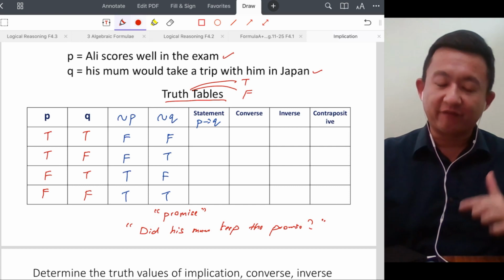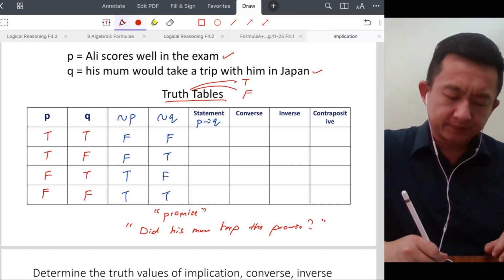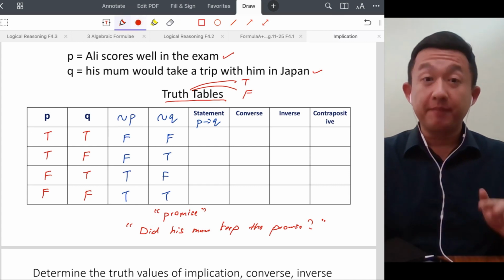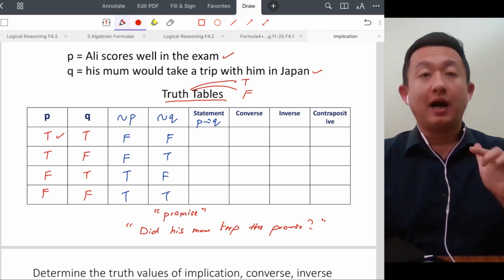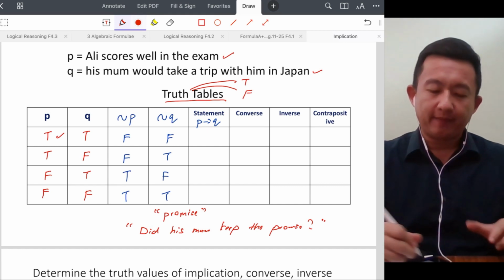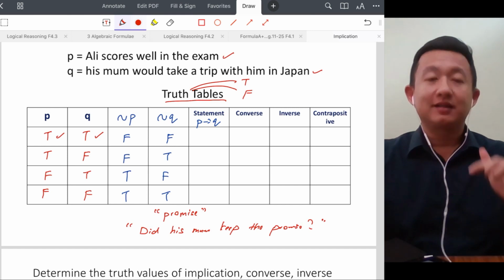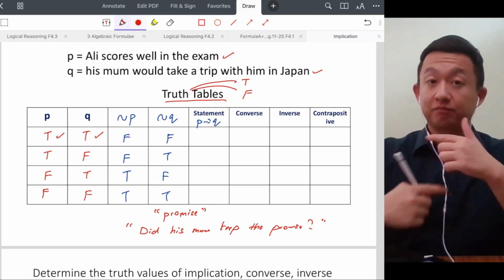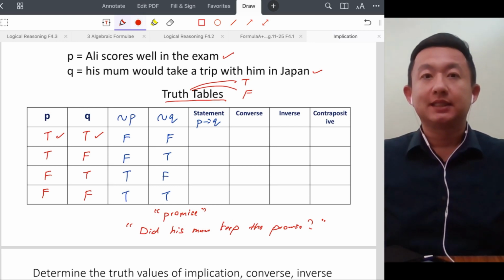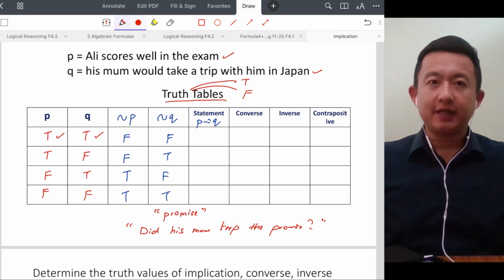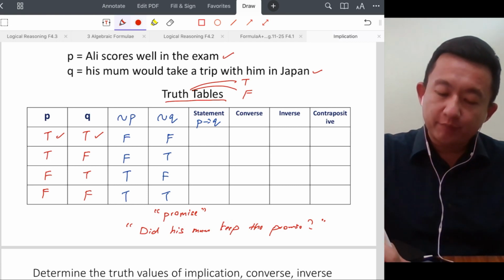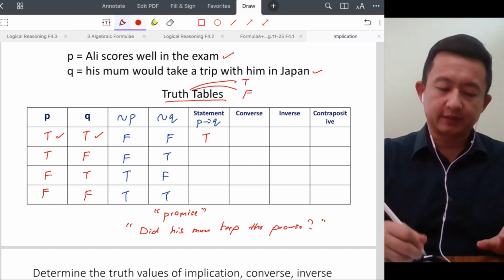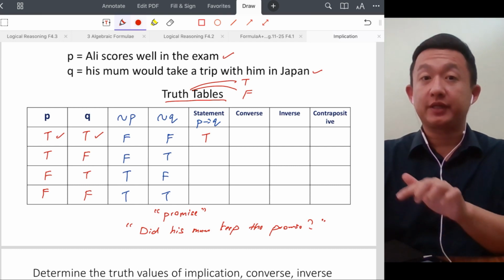Okay, we look at the first pair, which is TT. What does TT mean? P and Q. It means that T, Ali scored well in the exam. And the mom took him on a trip to Japan. And did the mom keep the promise? Yes, right? Because true, right? So your final output should be true. Because the mom kept the promise, Ali scored well and she took him to Japan. So the final output is T.